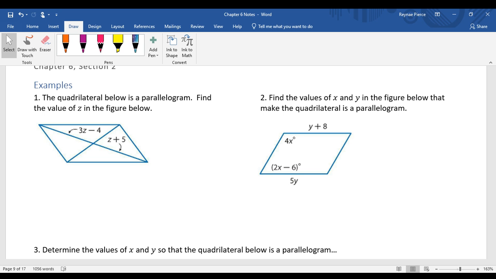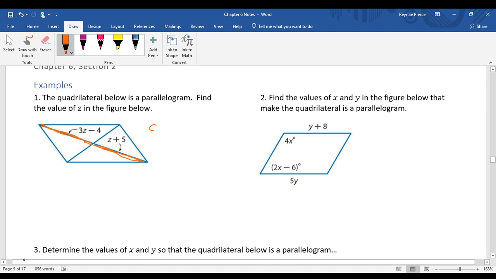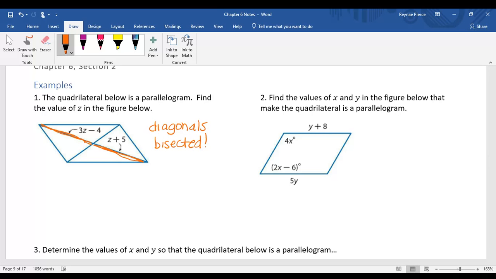So this first one, we have a parallelogram, okay? And 3z minus 4 is this part of the diagonal. z plus 5 is this part of the diagonal, okay? In parallelograms, diagonals are bisected. Okay, which means that each diagonal is cut in half. So I can set 3z minus 4 equal to z plus 5. All right.